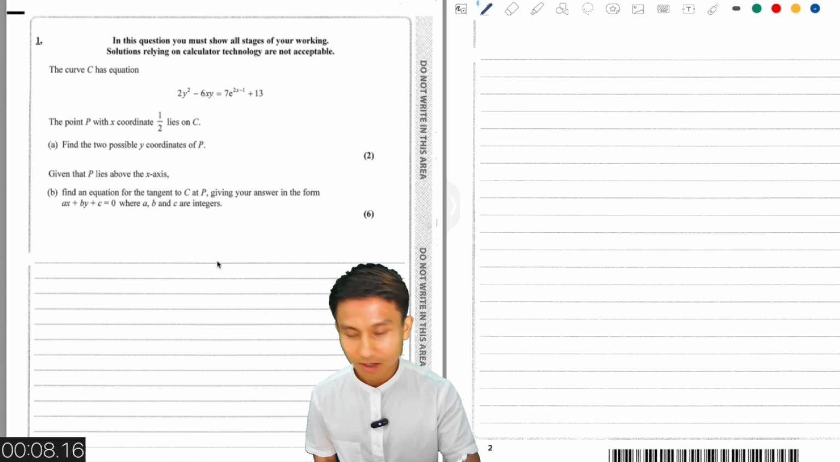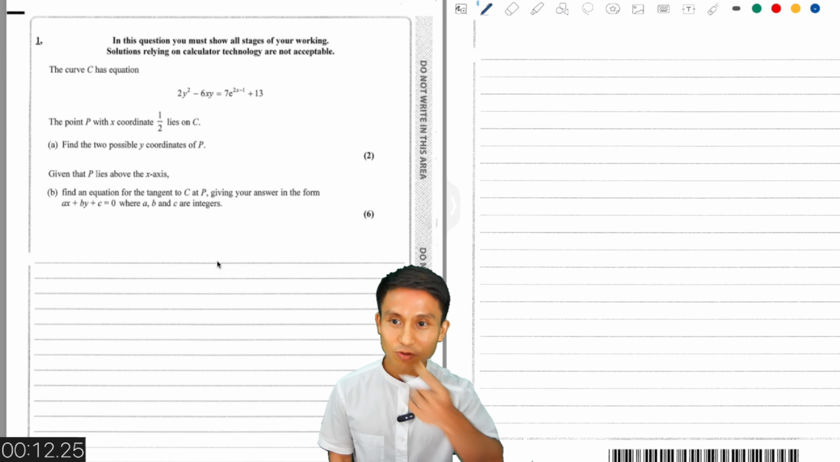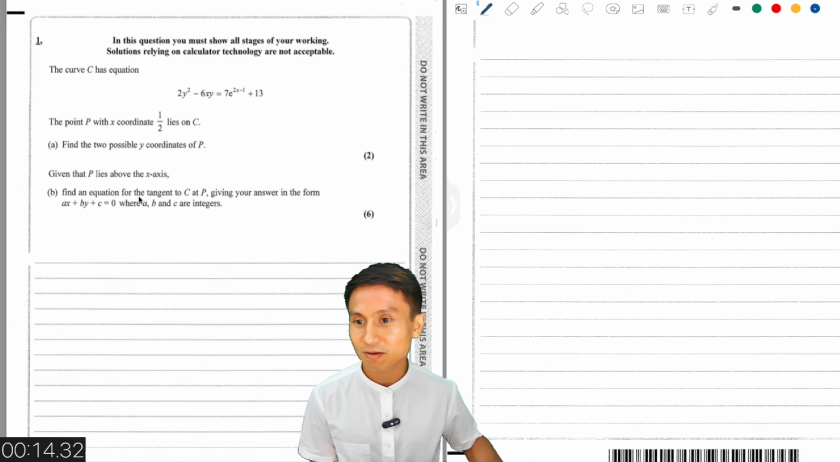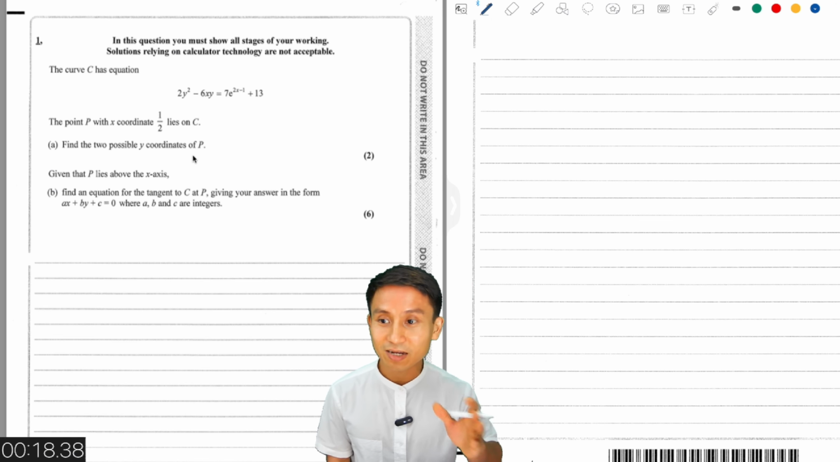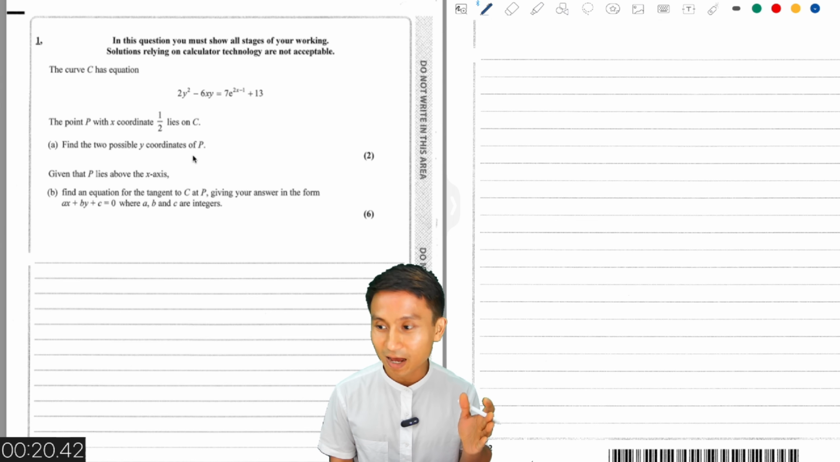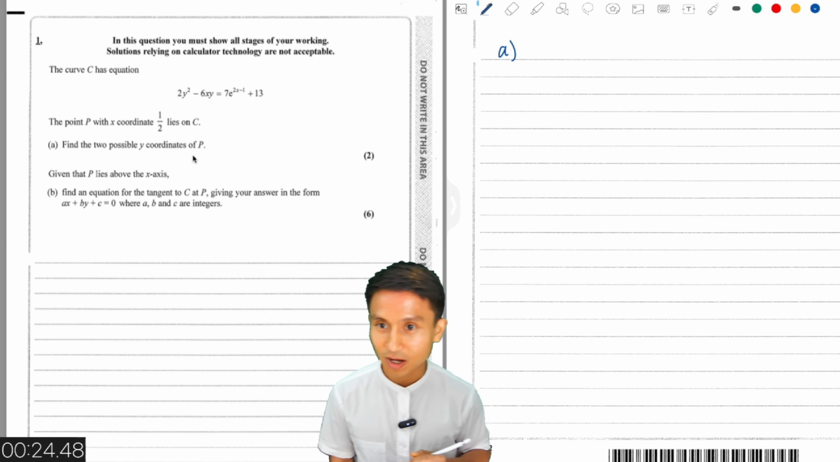Number one, the curve has equation, and the point P with x coordinate 1/2 lies on C. Find two possible y coordinates of P. So we are given that the x coordinate is just 1/2. Now we're going to use that to solve for y, alright? So this is probably not too hard.